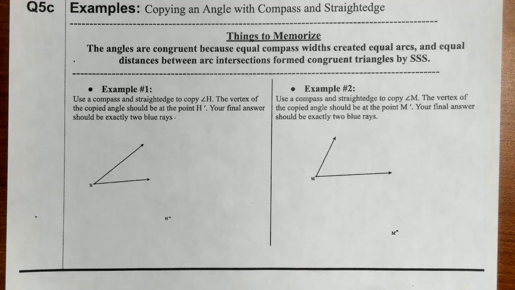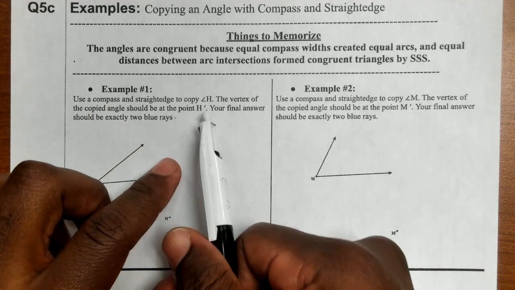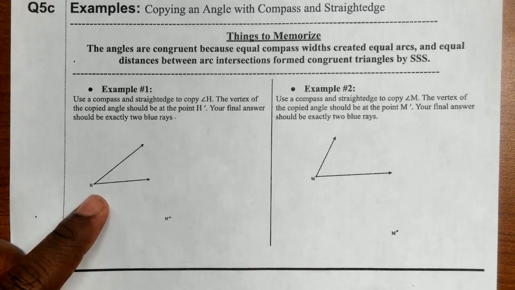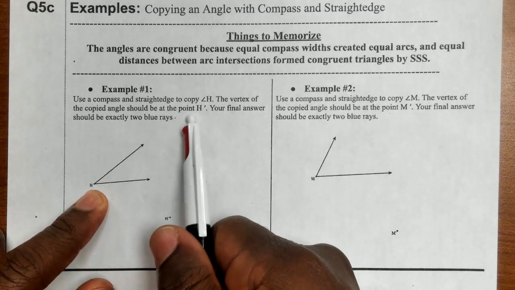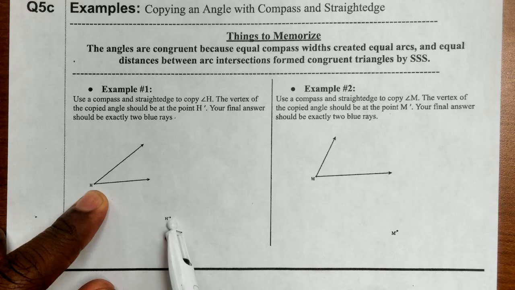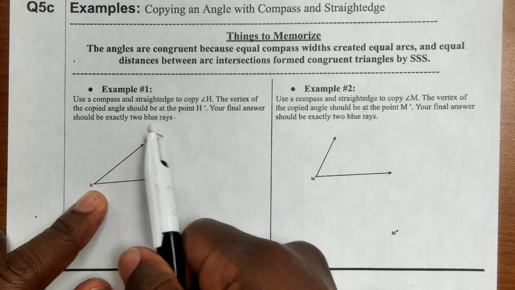The question reads, use a compass and straight edge to copy the angle H. So we're trying to copy this angle H. The vertex of the copied angle should be at the point H prime, so this is where the vertex will be. Your final answer should be exactly 2 blue rays.